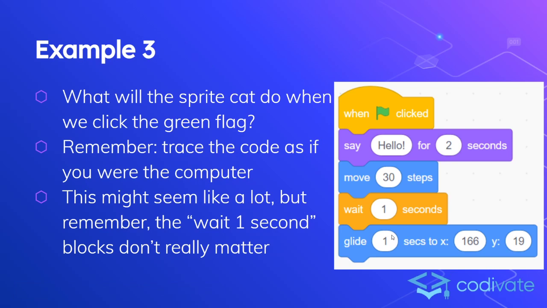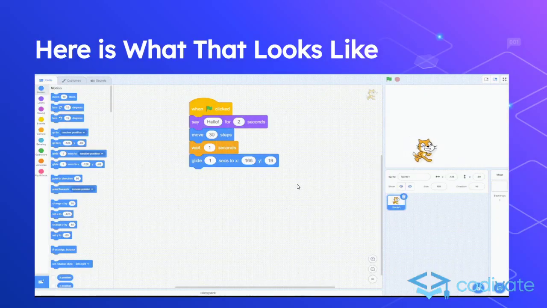So that's what's going to happen. It's going to say hello, it's going to move, and then it's going to glide to that position. So if you look, cat starts here, says hello, moves 30 steps, then glides to that position. Note that the position was right here.